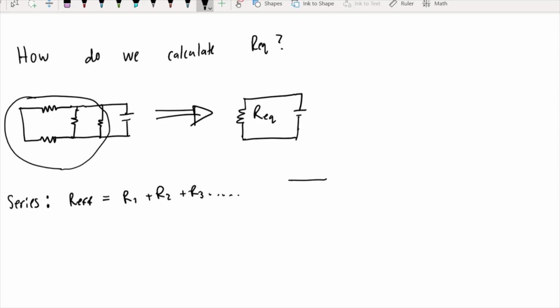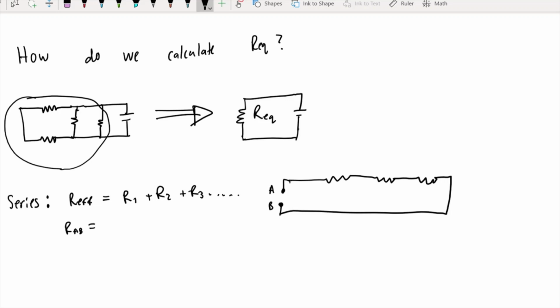So let's say I have this right here, A and B. So the R effective, RAB, in this case would be R1 plus R2 plus R3.